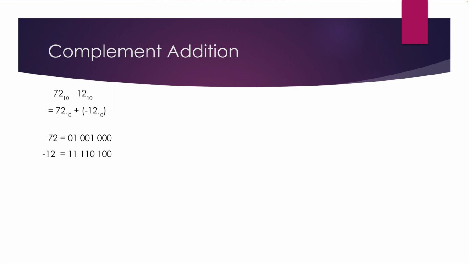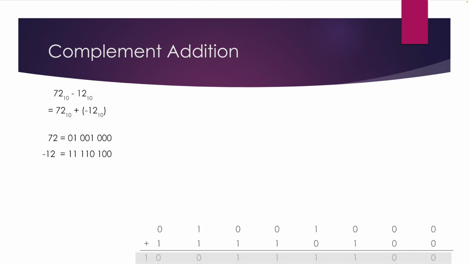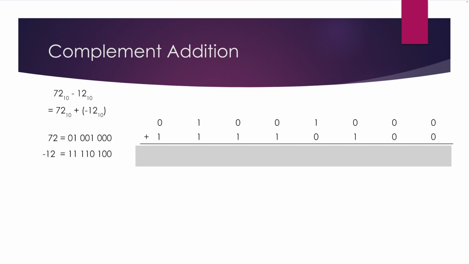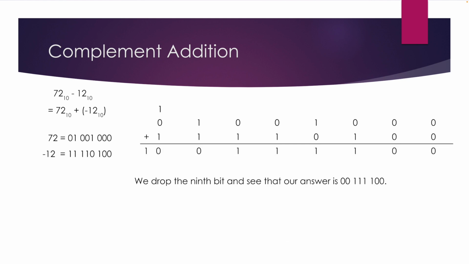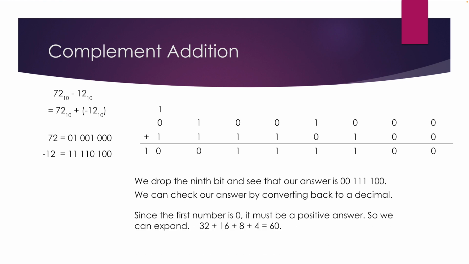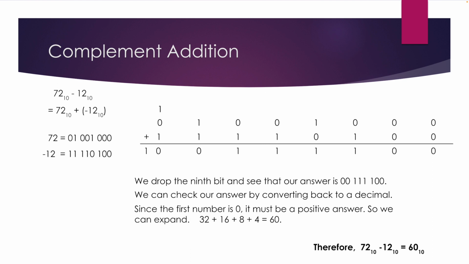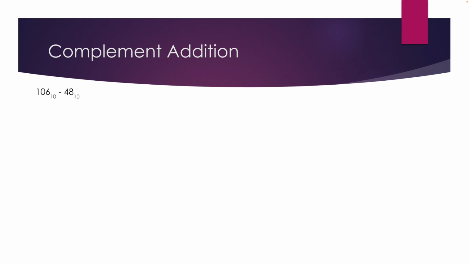So same as I did before, I'm going to write 72 in binary, negative 12 in 2's complement form, and then I'm going to perform the addition. Here we drop the 9th bit. We see our final answer is 00111100. And if we convert it back to a decimal, we get the answer of 60, which is the same thing as 72 minus 12. So I want you to try this one, pause the video, and start it up again when you're ready.